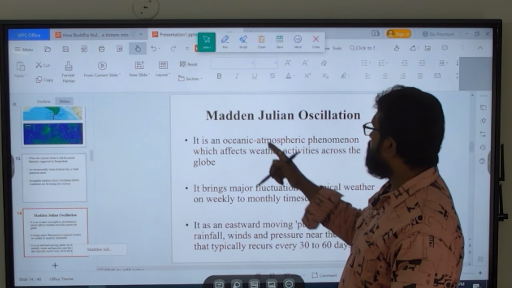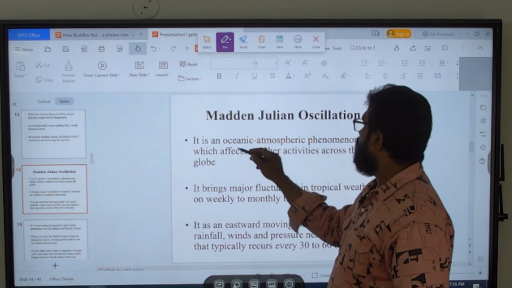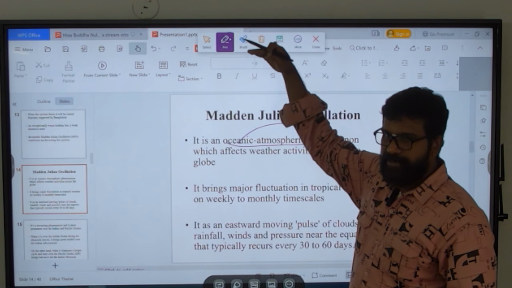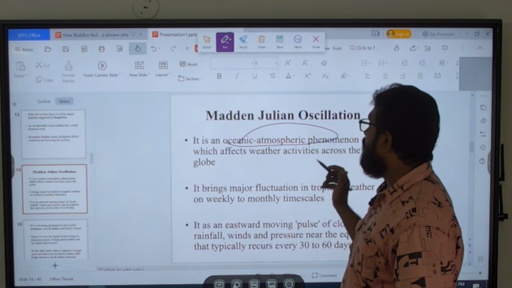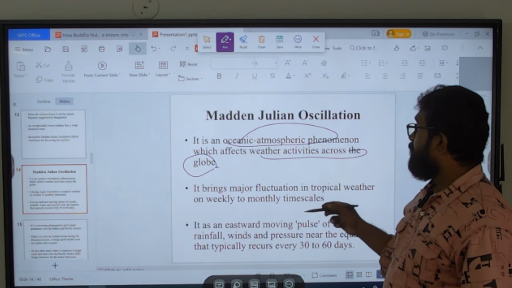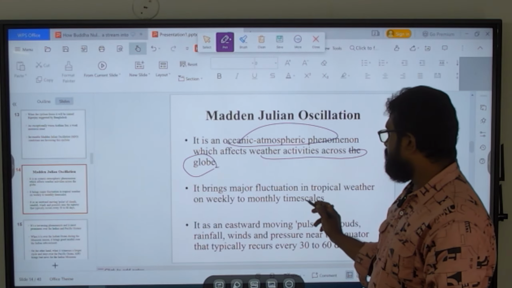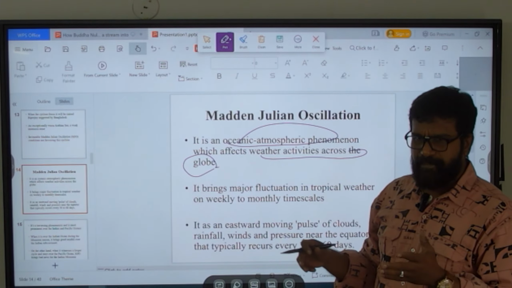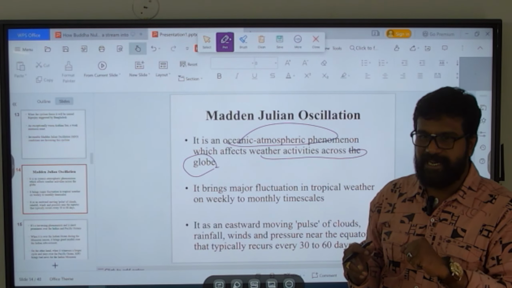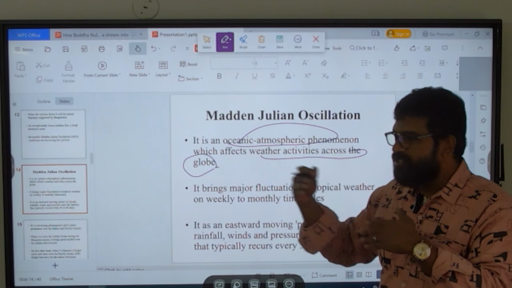You see this, the Madden-Julian oscillation is an ocean-atmospheric phenomenon. That's why I told you the air mass rises in the atmosphere and subsides over there, and it affects weather activity across the globe. Look at the major fluctuation in tropical weather on a weekly or monthly time scale. Yes, I told you that the Madden-Julian oscillation might be of 20 days or 30 days. So every 20 to 30 days we have the weather fluctuations.